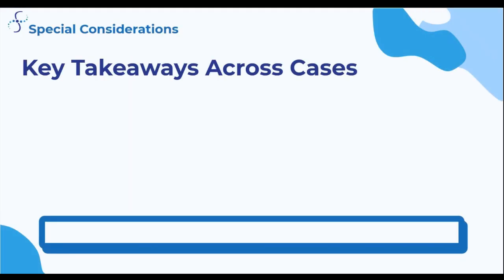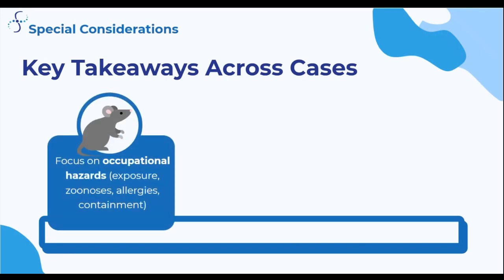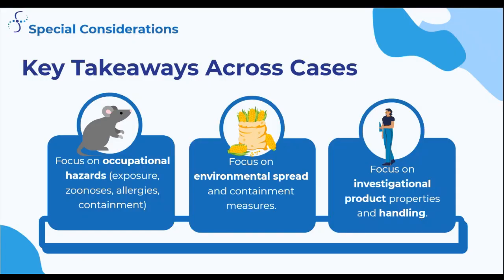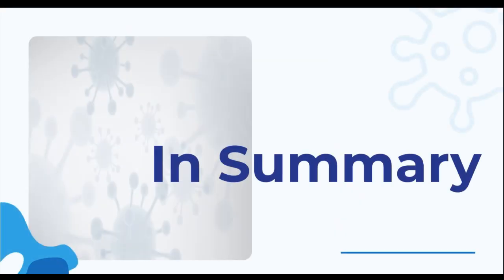In each unique research area, there are different sets of questions to consider. For animal studies, we should focus on occupational hazards, exposure, zoonosis, allergies, and containment. With plant research, we focus on environmental spread and containment measures. And in clinical trials, we need to consider investigational product properties, handling, and what happens when the participant leaves the clinic. Across all cases, IBC members apply the same risk assessment framework, but adapt it to the unique context of the research. Those examples show how diverse the work under IBC review can be, but the principles of risk assessment remain the same.